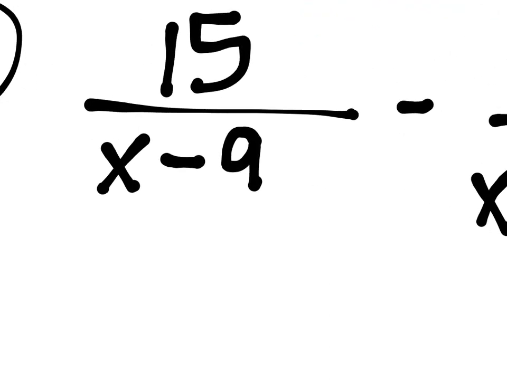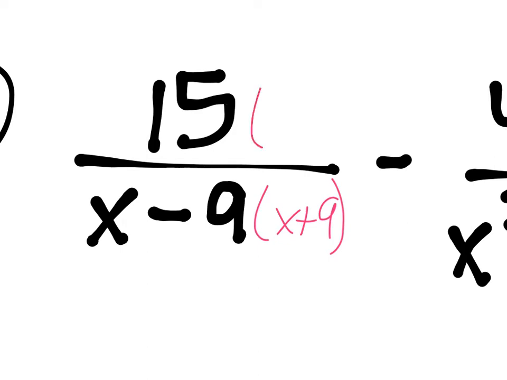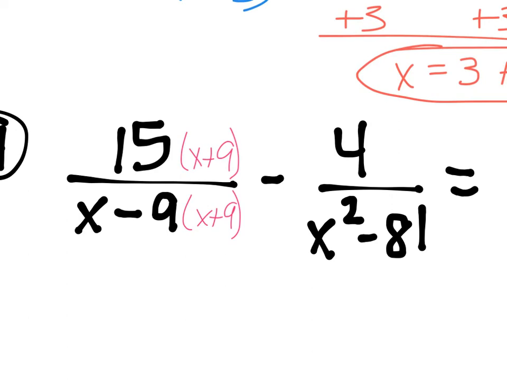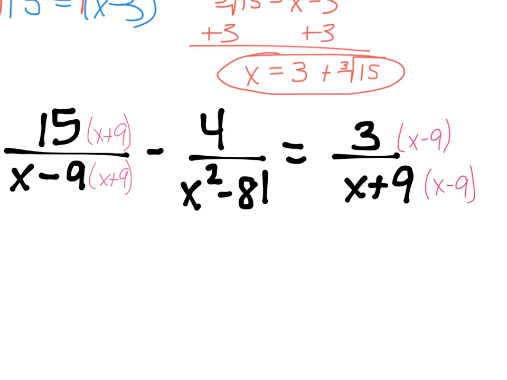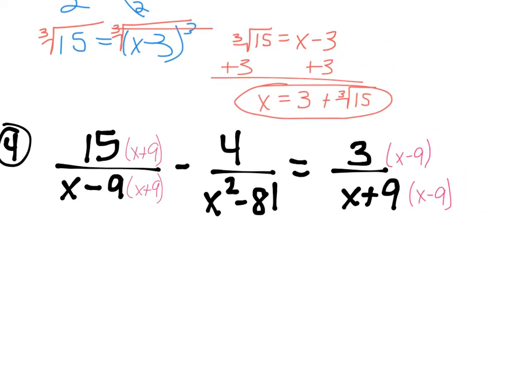So if I look at this first one, in order to make this x squared minus 81, what do I have to multiply x minus 9 by? X plus 9. Whatever I do to the bottom, I do where? Good. Very good. So here, is this already x squared minus 81? Yes? Okay, we're good. Over here, what do I need to multiply? X minus 9. What I do to the bottom, I do where? Good. And now that all of the denominators are the same, what could I do with them? Cross them off. You don't need to worry about them anymore. And now this just becomes a linear equation that we solve.